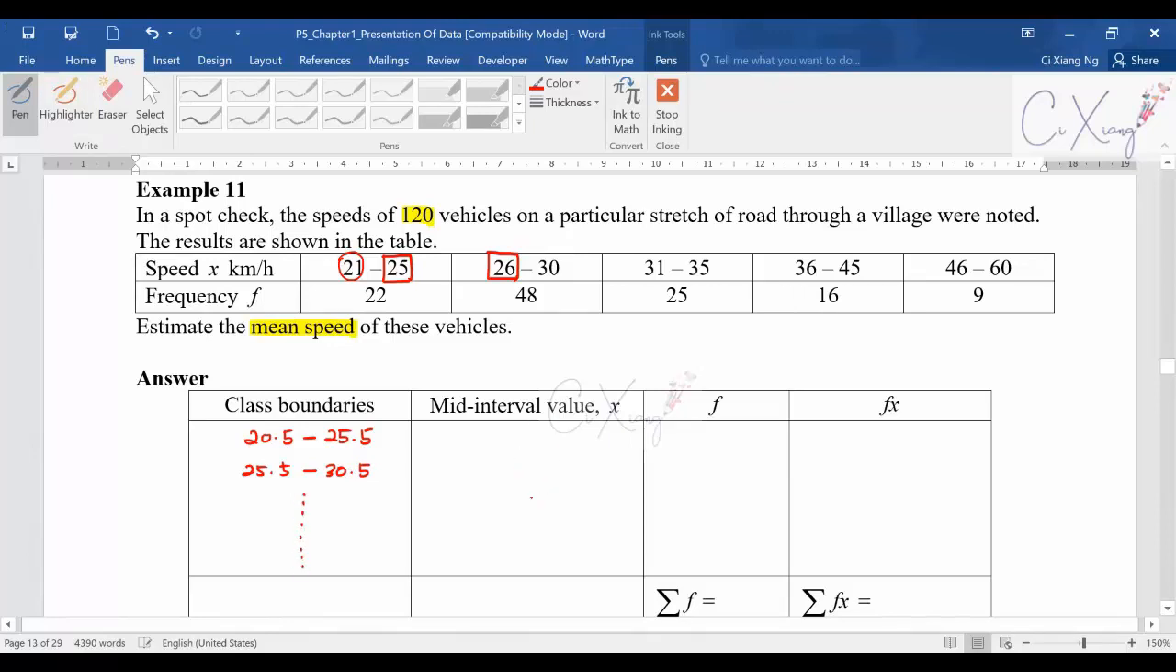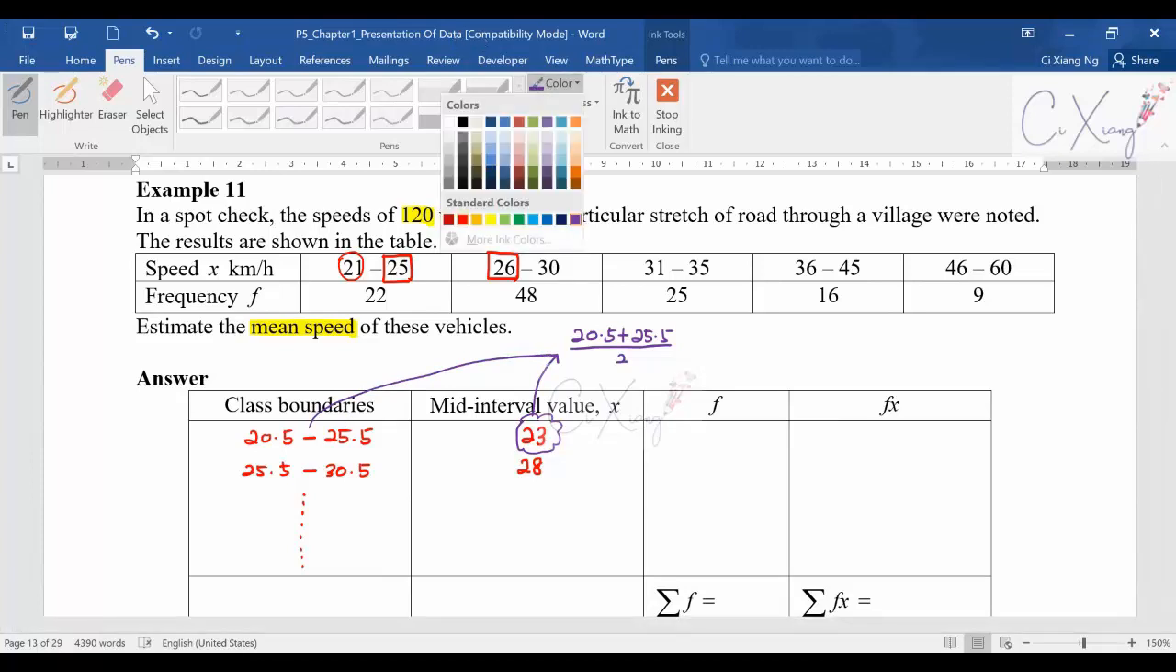Then after that you need to create a column with the mid-interval value, or usually I call it the midpoint. To get the midpoint, you take 20.5 plus 25.5 divided by 2, so you get 23. The same thing happens for the second one, 25.5 plus 30.5, you get 28. Maybe for this one I just show you how to get the value. It is 20.5 plus 25.5 divided by 2. It comes from the class here actually. I hope that you can see it.